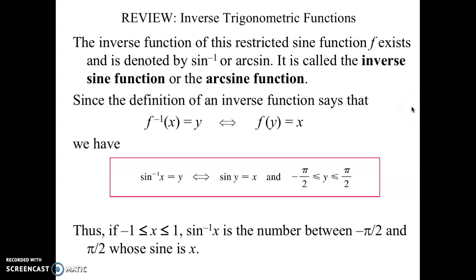And since the definition of an inverse says that an inverse reflects, remember, the x becomes y and the y becomes x, right? The input is y and the output is x. We have that the inverse sine of x equals y is equal to the sine of y equals x, and that the input of the inverse sine function is any number from negative 1 to 1, my output is only any angle between negative pi on 2 to pi on 2. Thus, if we find a number between -1 and 1, the arcsine, or the inverse sine of that number, is going to give us an angle between -π/2 to π/2, whose sine is equal to x.